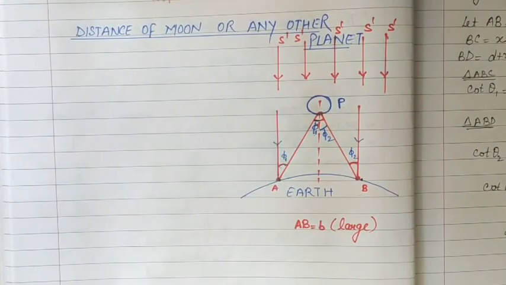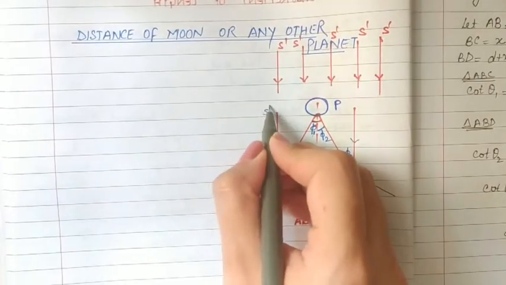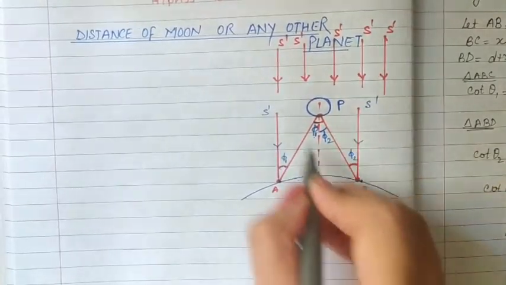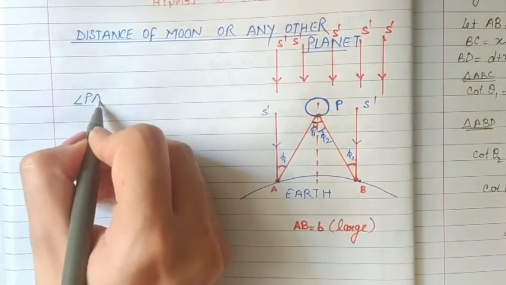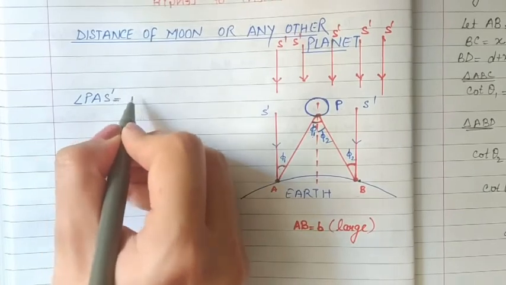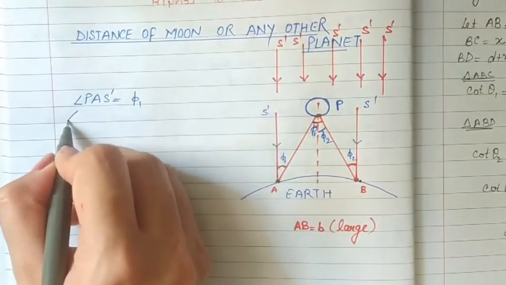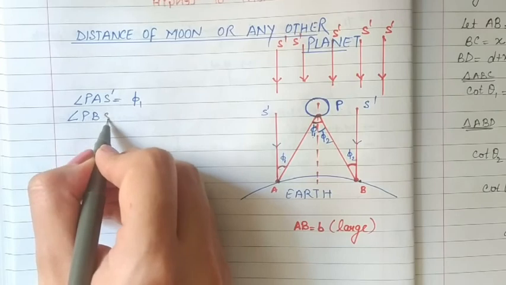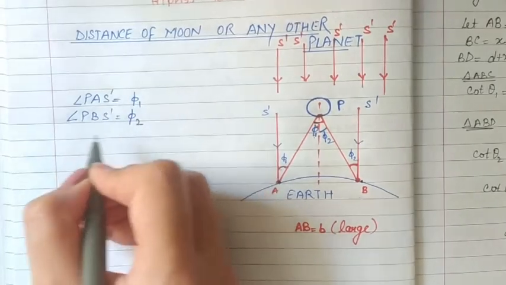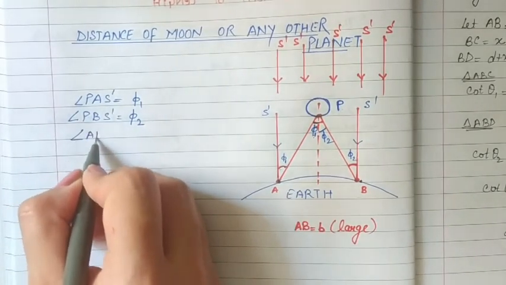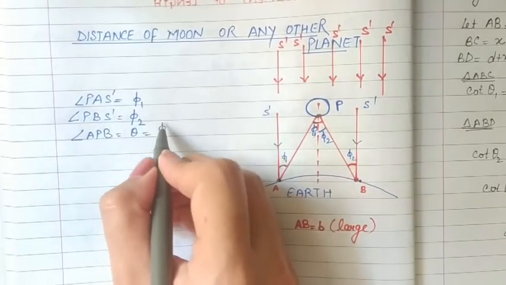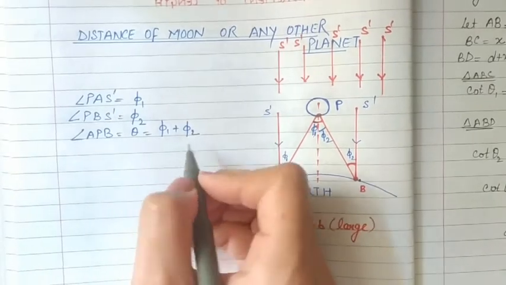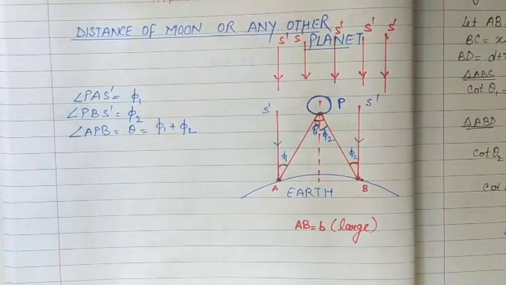Now we have angle PAS dash. I am considering it as S dash because both rays are coming from S dash. So angle PAS dash will be phi 1 and angle PBS dash will be phi 2, and angle APB is equal to theta is equal to phi 1 plus phi 2. This is what we observe from the diagram.